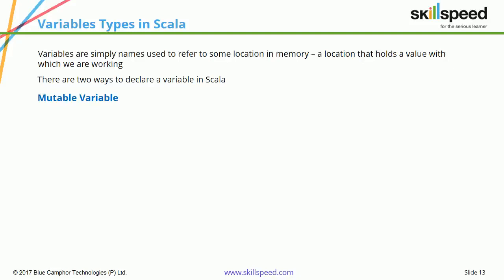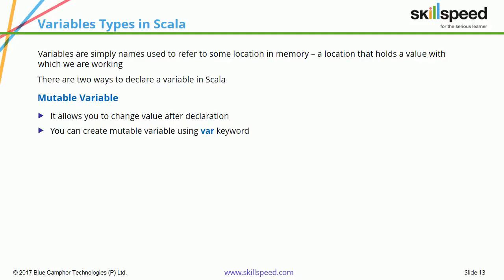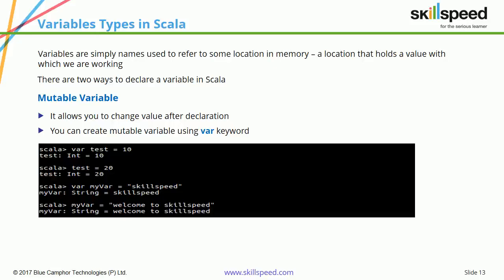When I say a mutable variable, this means the value of this variable can be reassigned. You define a mutable variable with the keyword var. As you can see from the example, I am creating a variable called test by typing var test equals 10. Scala infers it as an integer 10, and then I can reassign the value for test. As you can see from the arrow, I am typing test equal to 20, and it immediately prints it as an integer.